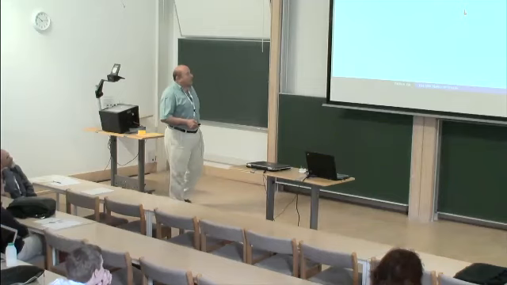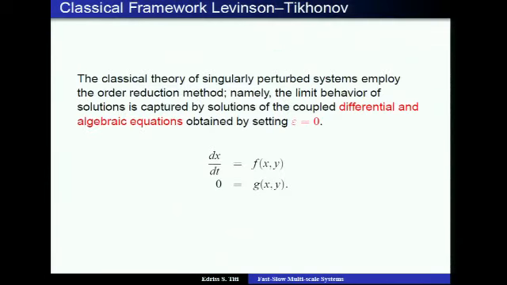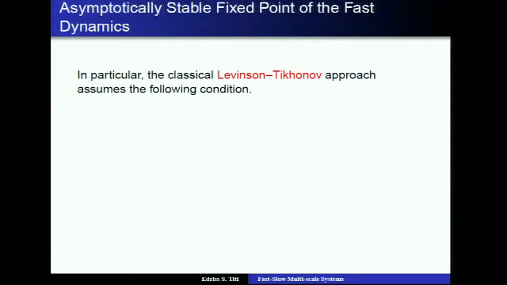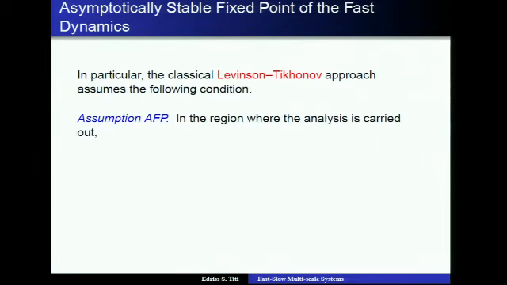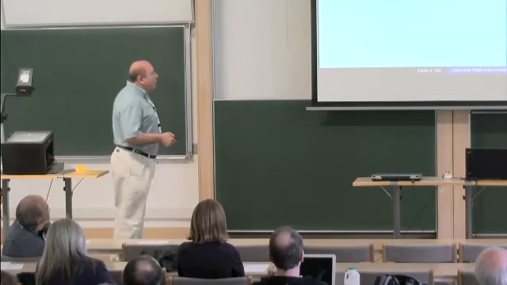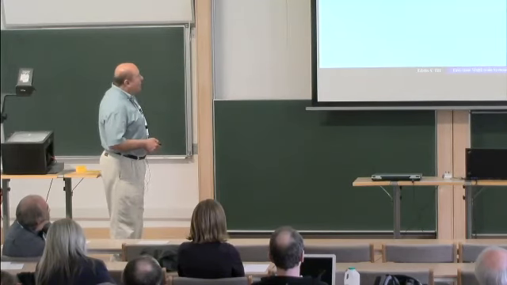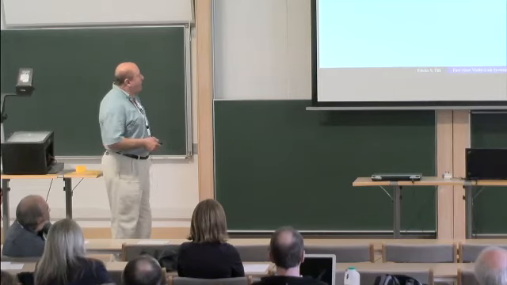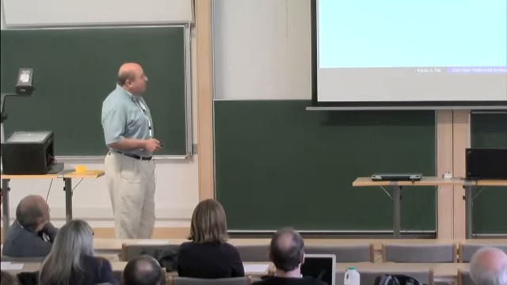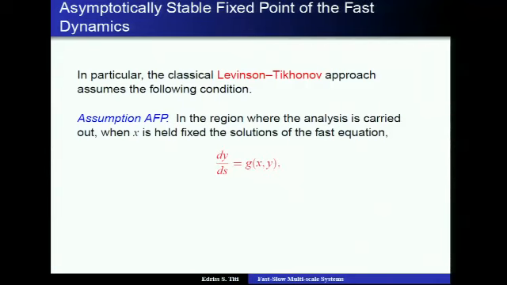So in particular, the classical Levinson-Tikhonov approach assumes the following condition, which we call assumption AFP. It will become clear what AFP is for. The region of interest in the analysis is where, for x fixed, x being the slow variable, the solution of the fast equation, notice I rescaled the time, this is the fast equation, converges to a stable solution y of x. So let me give you a picture. That's why I lifted the board a little bit.